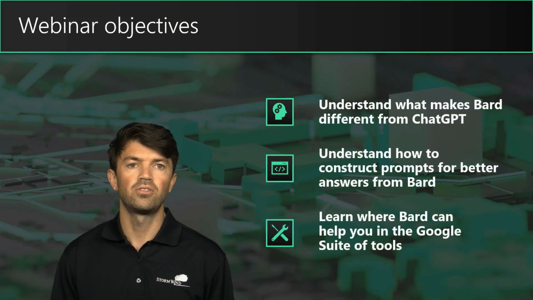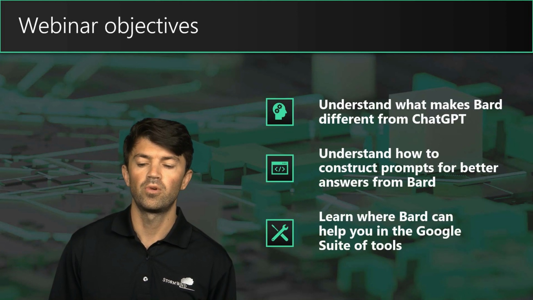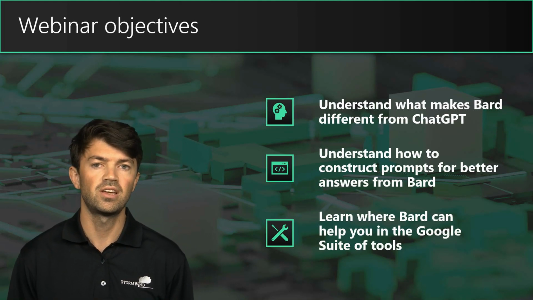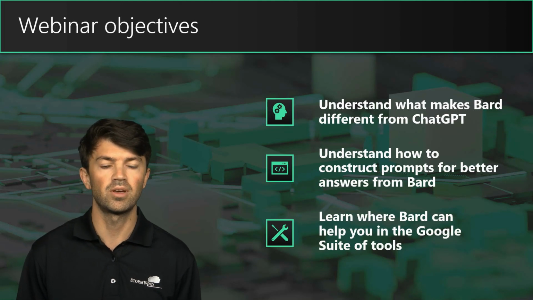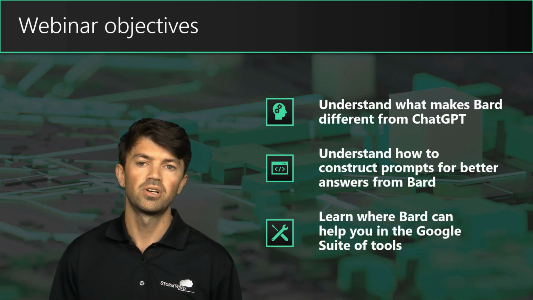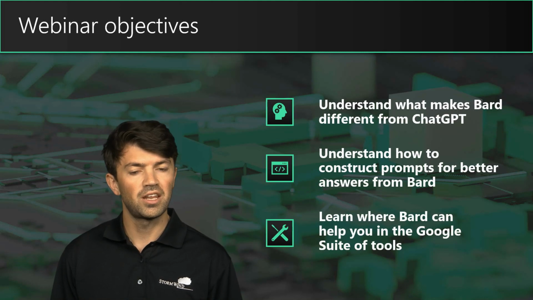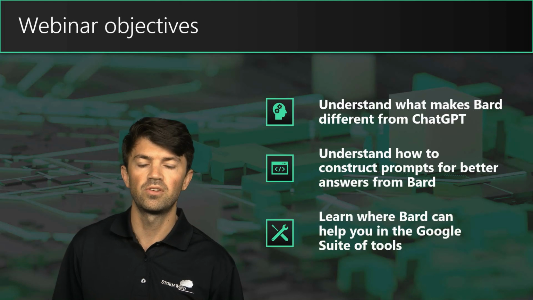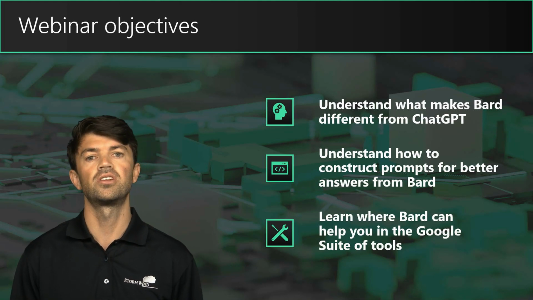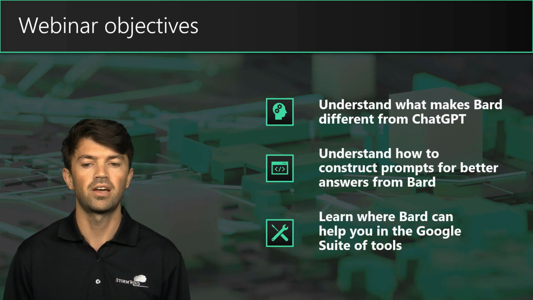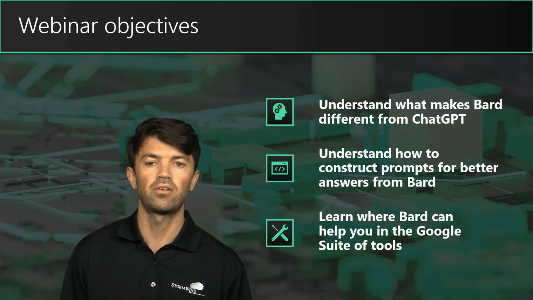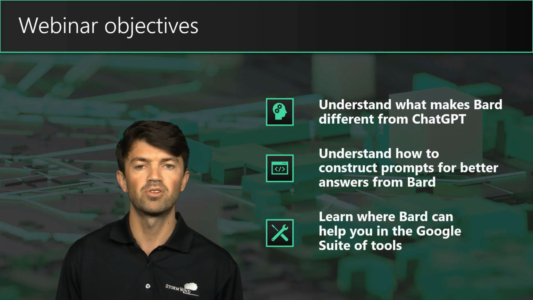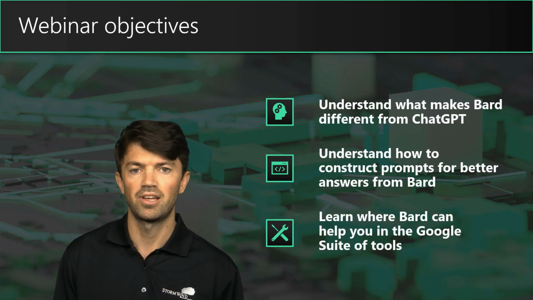So really what we want to do is understand, if you've heard of ChatGPT, what makes Bard different from ChatGPT? I think there's a pretty critical difference we'll cover that makes it really nice. We'll also look at what goes into getting a good response from a language model, and specifically we'll talk about prompting and prompt engineering. And then we're also going to see where Bard fits inside of the Google Suite. They call it a different name, but essentially it's a language model under the hood. Let's get going on this.